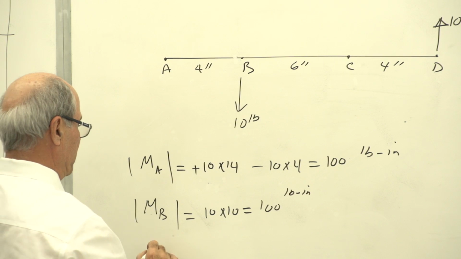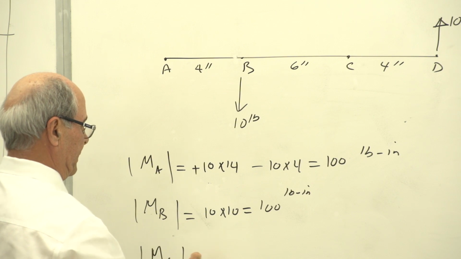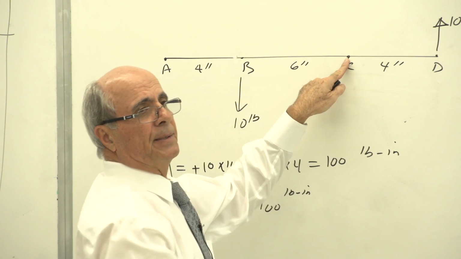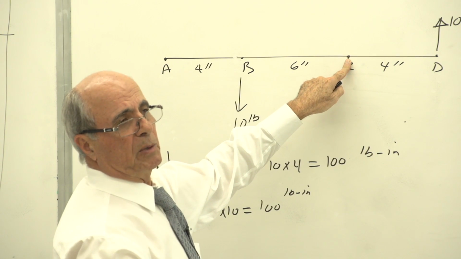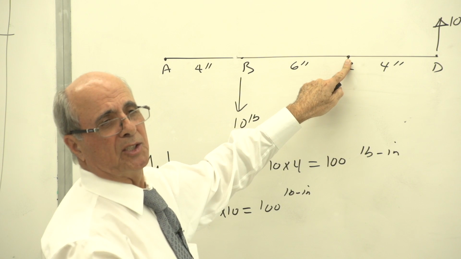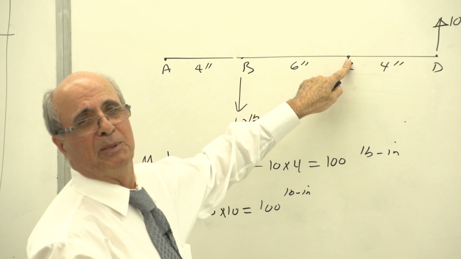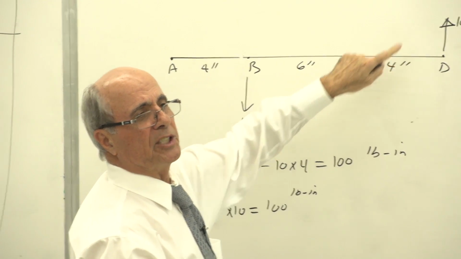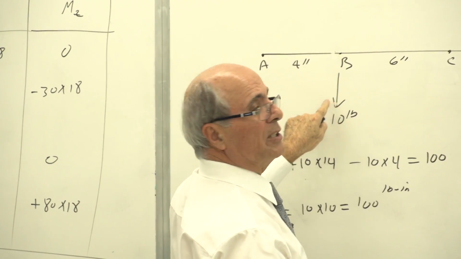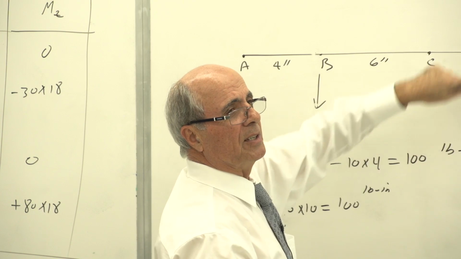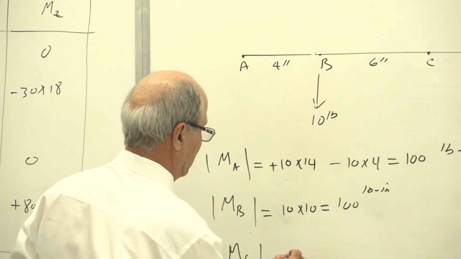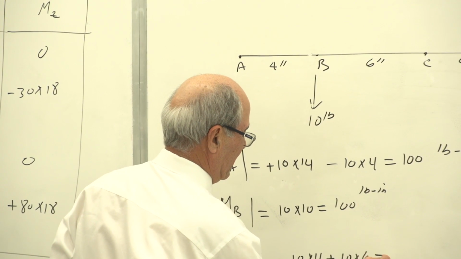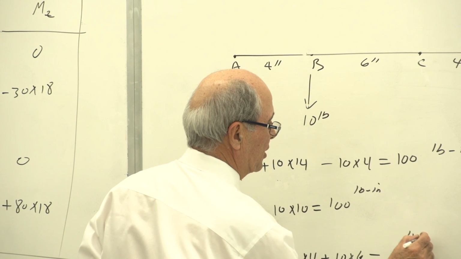Now let's take the moment about point C. What's the moment of this one about point C? Well, everybody should be able to do that. We are past this stage. This is very early moment business. Yes or no? Yes? 10 times 4, is it? And this one, 10 times 6, also positive. So the answer is 100 pound-inch.